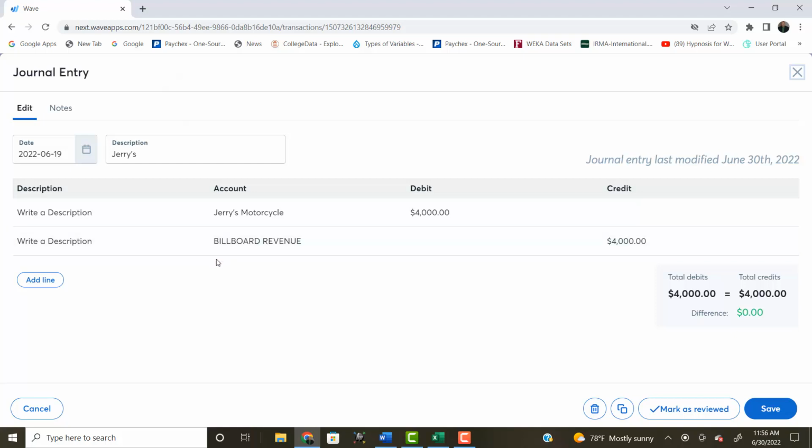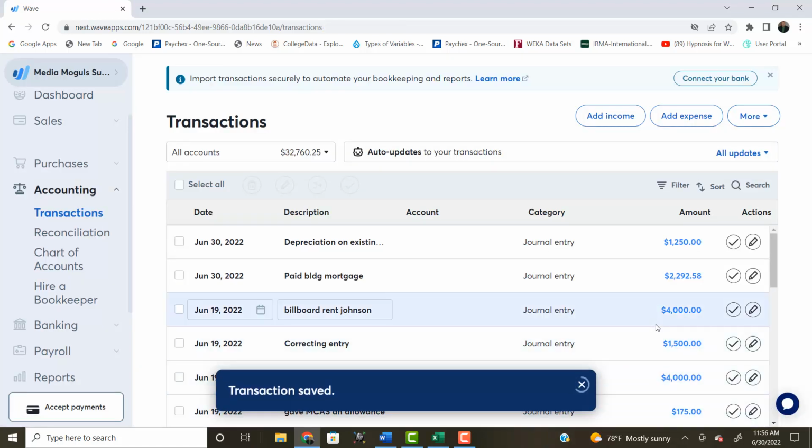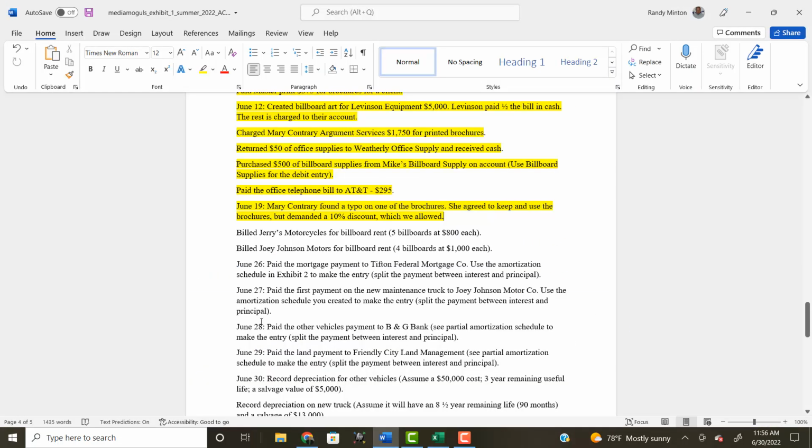Okay? Remember earlier what we did? We went to Mike's and we got some billboard supplies. Could be some, I don't know, some glue or whatever to hold the billboard on. And we created, with the machine or something, this billboard. And we charged him $4,000 for the rent. Now next month we charge $4,000 again, and the month after that, and so forth and so on. That's what that should look like.